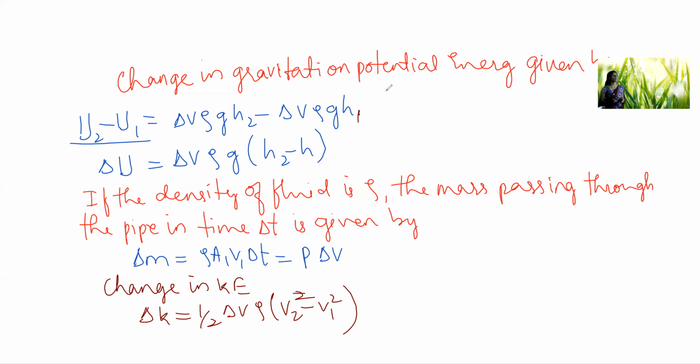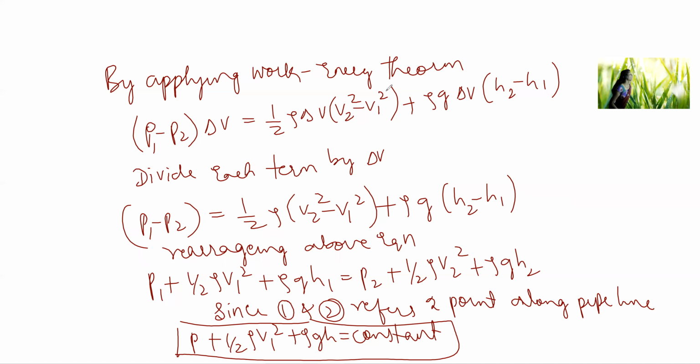And if the density of the fluid is rho, the mass passing through the pipe in time t is given by delta m is equal to rho A1 v1 delta t, which is equal to rho delta V. Therefore, the change in kinetic energy is given by delta K is equal to half delta V rho times (v2 squared minus v1 squared), again taking the difference of the two points. So the change in gravitational potential energy is done, and the kinetic energy is also done.